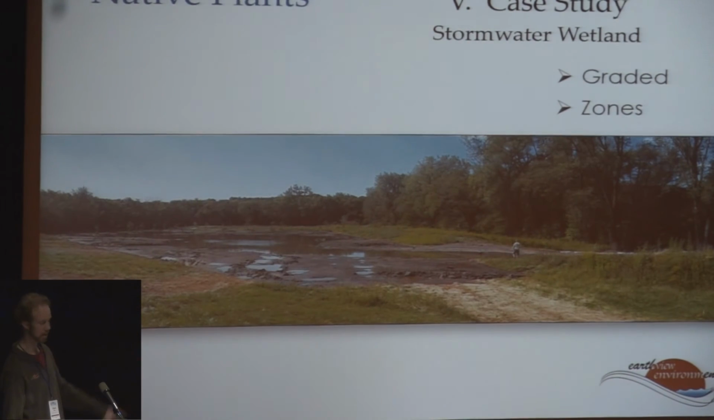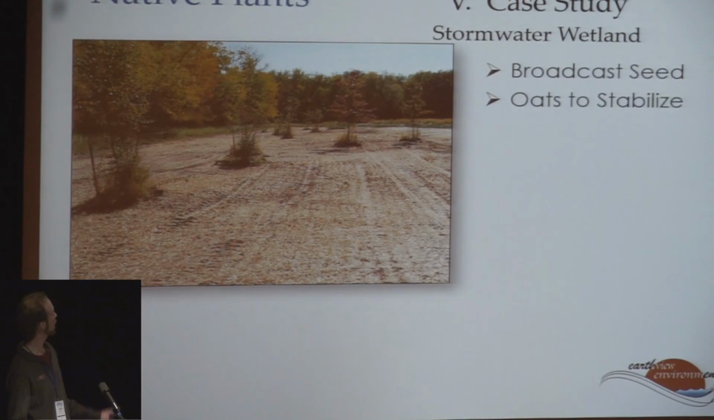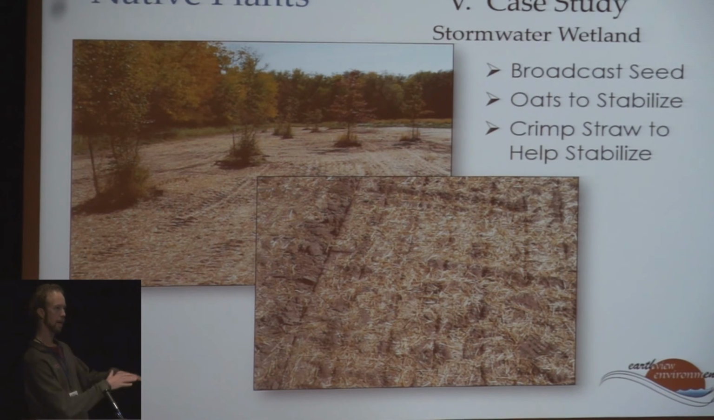So here's a picture of the site graded. You can see the zones. Doing a little seed bed preparation, make sure it's ready for our seed. We broadcast seed on there and put oats in it to stabilize and to grow, create a nurse crop. We also use on this site straw, crimped in with light disking, and this again helps to keep everything in place until that seed can get established.